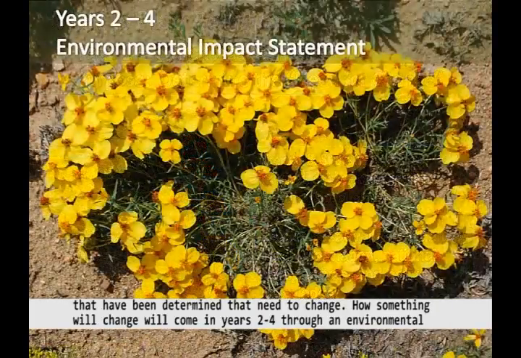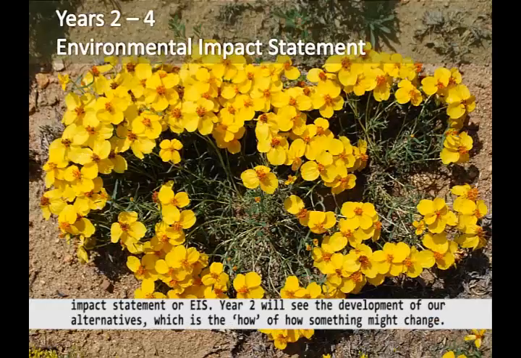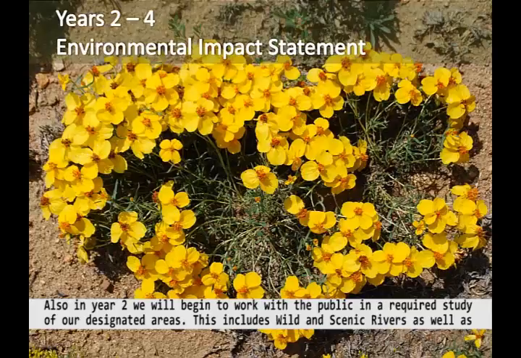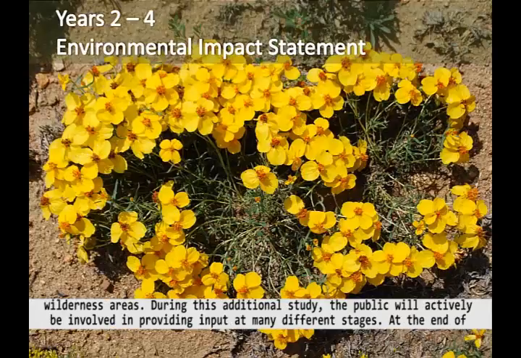How something will change will come in years 2 through 4 through an environmental impact statement, or an EIS. Year 2 will see the development of our alternatives, which is the how of how something might change. Also in year 2, we will begin to work with the public in a required study of our designated areas. This includes wild and scenic rivers as well as wilderness areas. During this additional study, the public will actively be involved in providing input at many different stages.